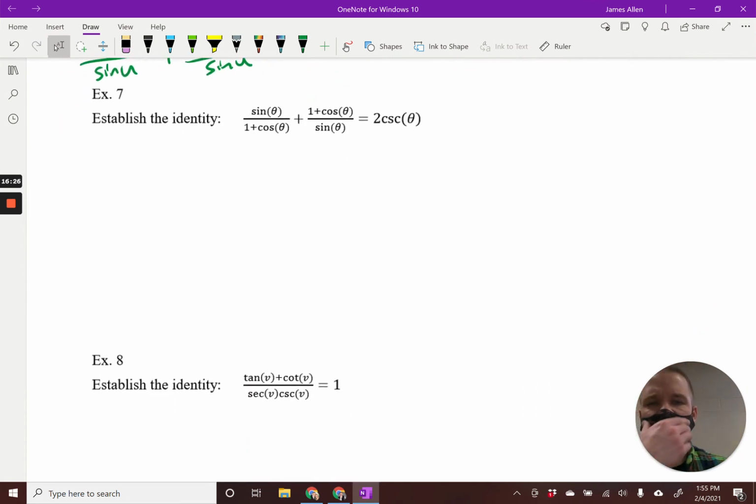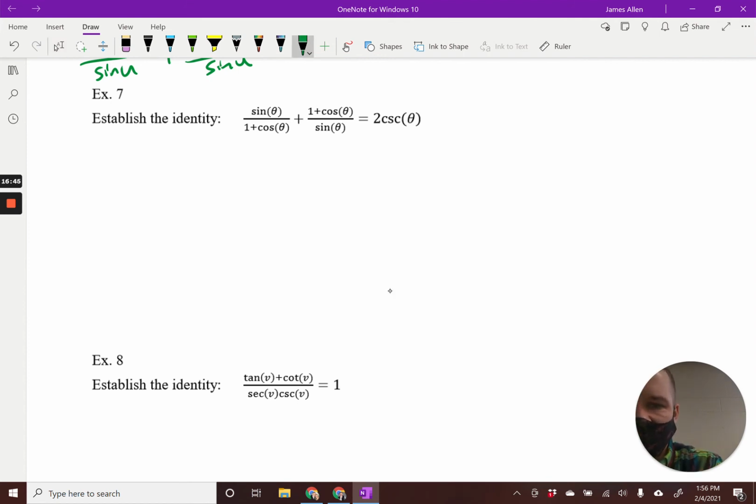This one looks exciting. We're already in terms of sine and cosine, so that's cool. But how about a common denominator? We've got two separate fractions here. So my thought is if I can get it into one fraction, perhaps I can get some cancellations going, some things combined, stuff like that. So I'm going to go the strategy of common denominator.